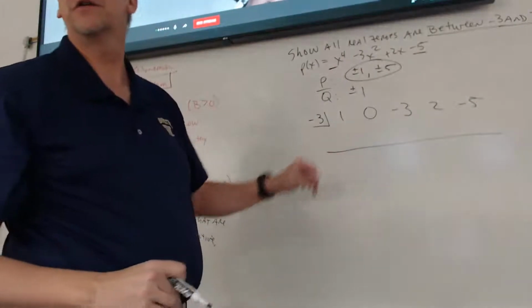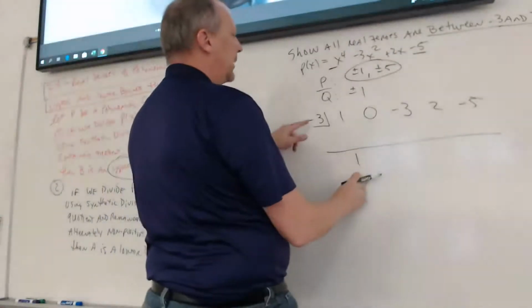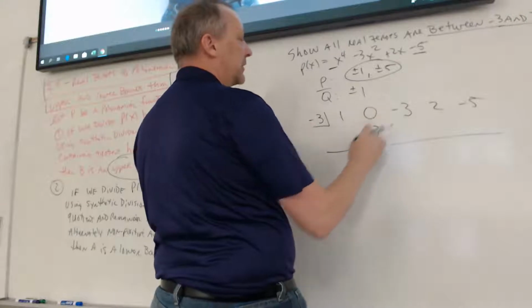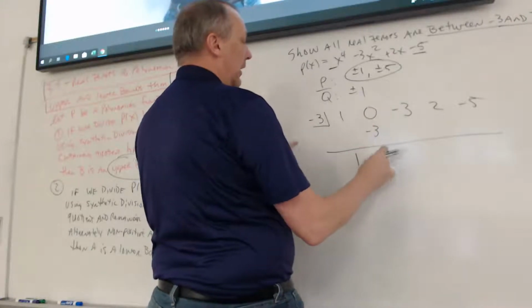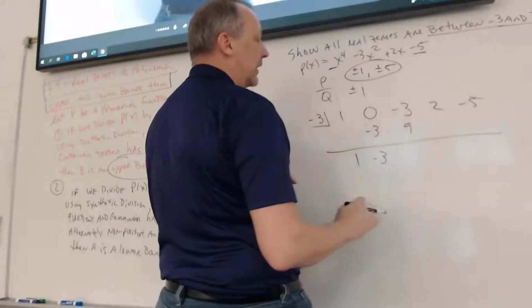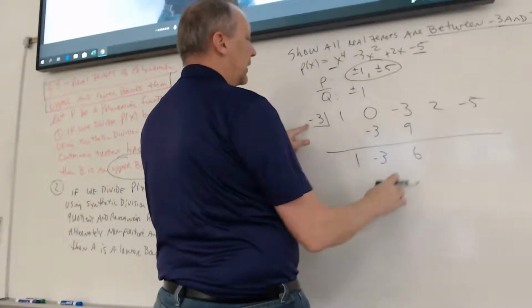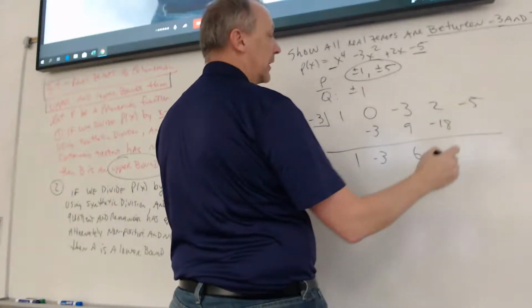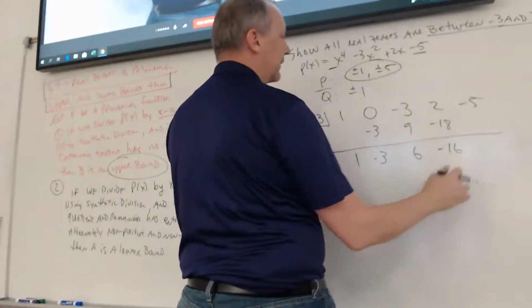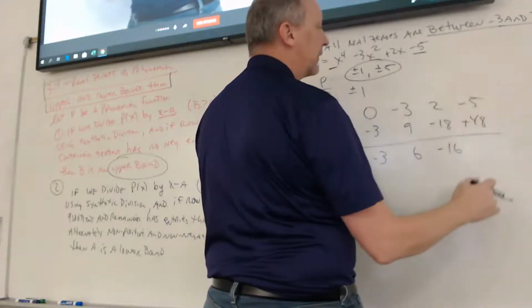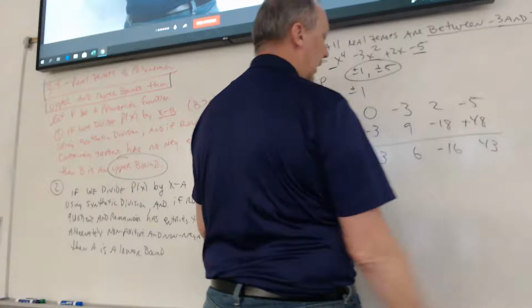We're going to get 1 and 0 is 1 times -3 is -3. 0 minus 3 is -3. -3 times -3 is 9. -3 plus 9 is 6. 6 times -3 is -18. 2 minus 18 is -16. -16 times -3 is going to be a positive 48. 48 minus 5 is 43. Okay?